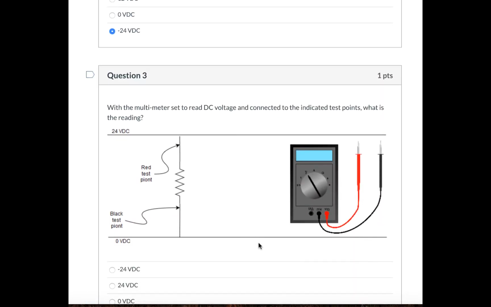Question 3. Ooh, there's a resistor in here. So the multimeter is set to read DC voltage. We've got red on the 24 volt side of the resistor and black on the 0 volt side of the resistor. All of the voltage drop is going to happen across the resistor. And so we're going to see 24 volts.